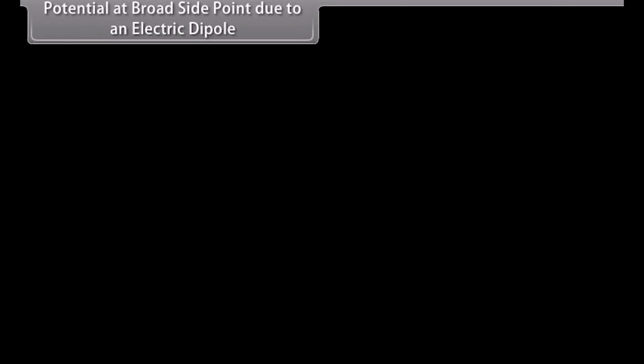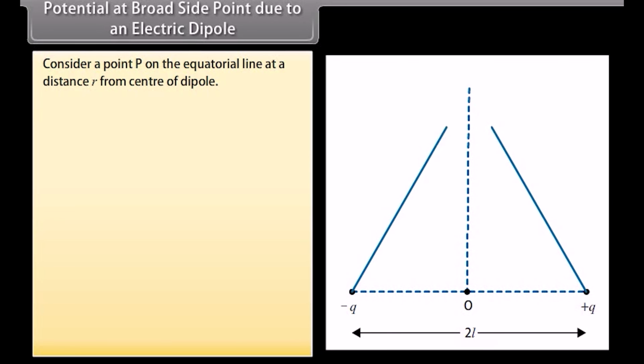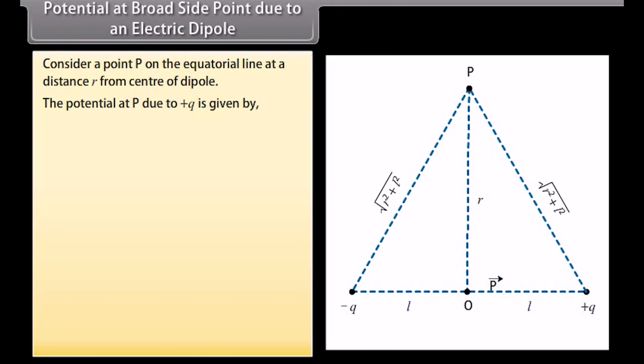Potential at broadside point due to an electric dipole. Consider a point P on the equatorial line at a distance r from the center of the dipole. The potential at P due to plus Q is given by V positive equals 1 upon 4 pi epsilon naught multiplied by Q upon under root r square plus L square.